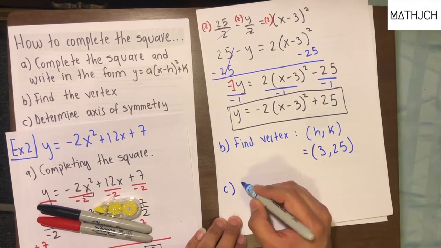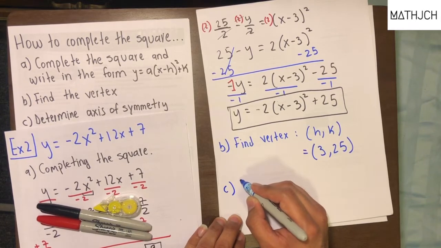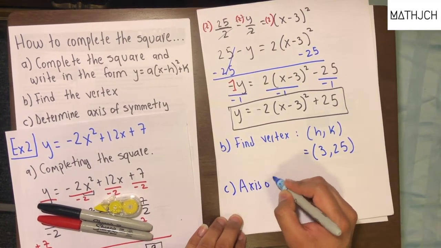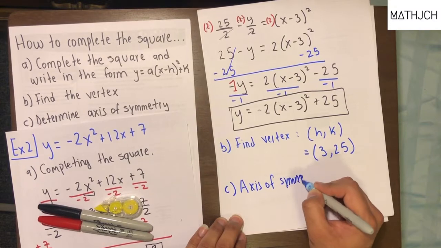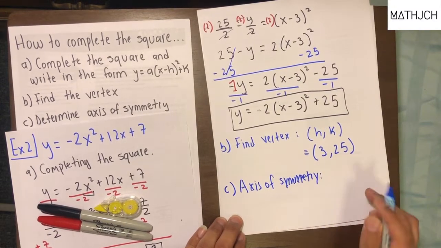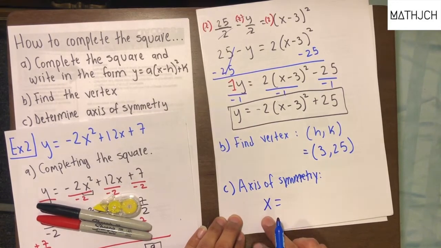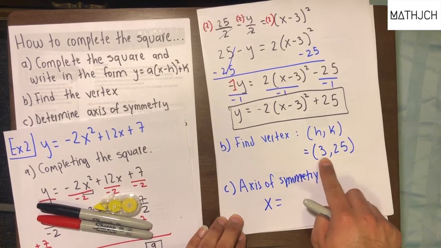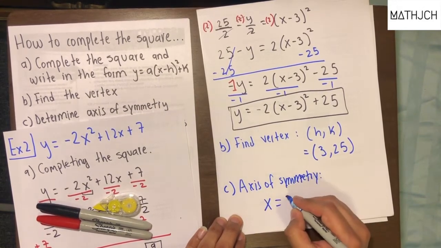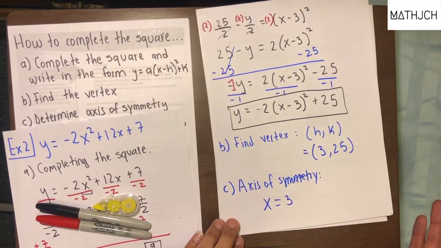For part C, we need to find the axis of symmetry. The axis of symmetry is simply x equals the h value of our vertex. In this case it is 3, so it's just simply x equals 3.